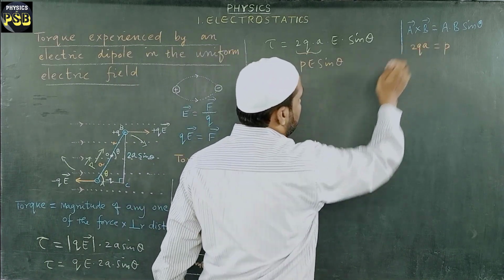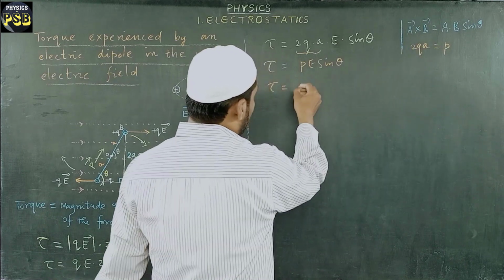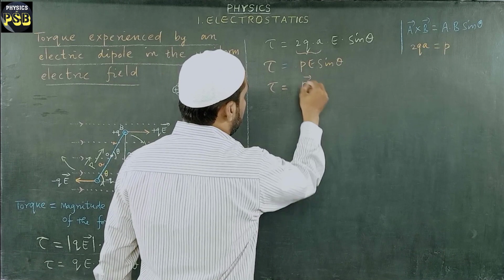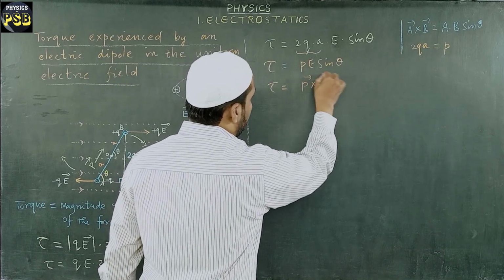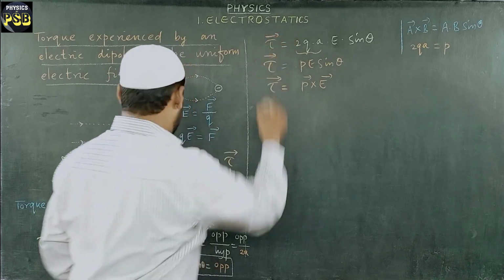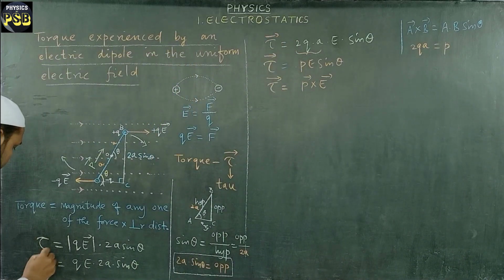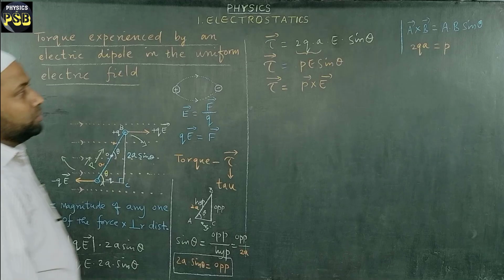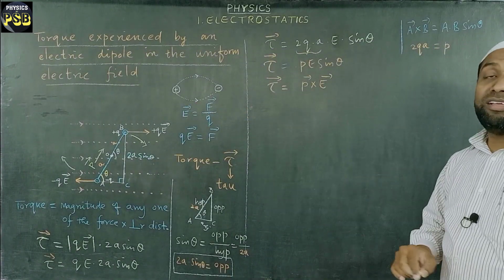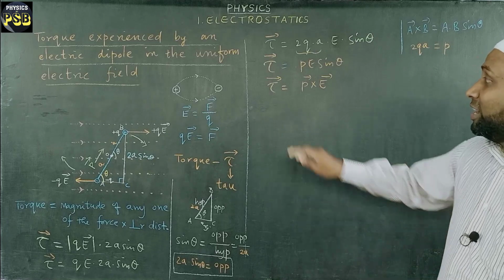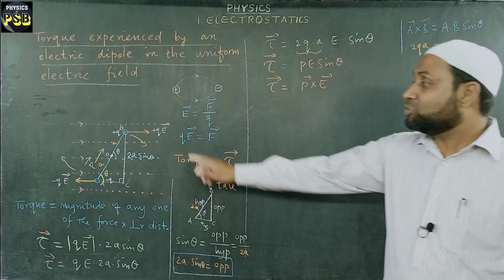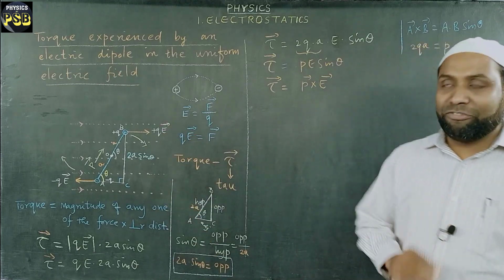AB sin theta is written as A vector cross B vector. This is the way. Similarly, P sin theta is written as P vector cross E vector. Now tau is a vector quantity that I mentioned here. So this provides us the expression for torque experienced by an electric dipole placed in uniform electric field.